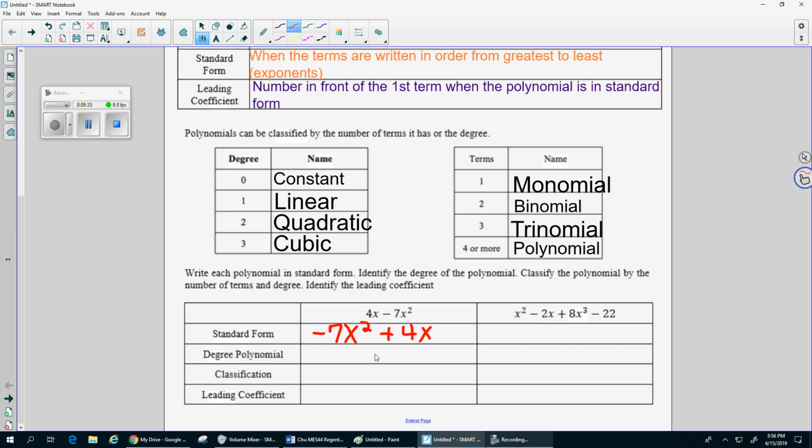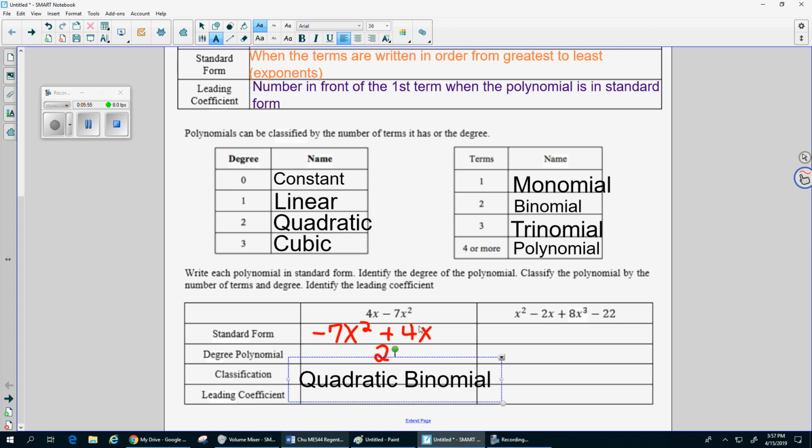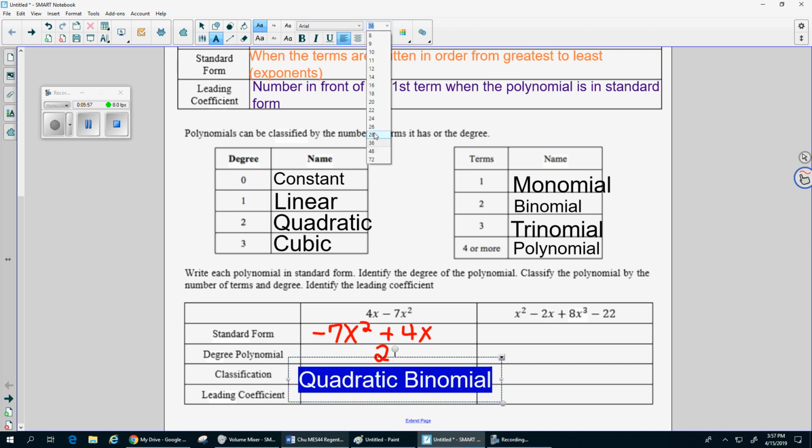The degree of your polynomial is going to be the highest degree. In this case, it's 2. The classification. So first, let's take a look. We have a degree of 2, so I know that's going to be quadratic, but what type of quadratic? There's only 2 terms, so let's look over here. That's called a binomial. So we classify this polynomial as a quadratic binomial.